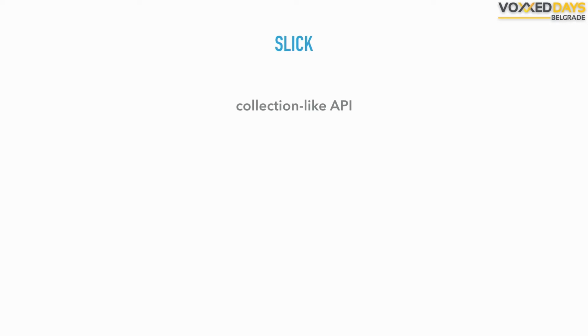What Slick does is provide you, as I said, a DSL which exposes a collection-like API in most cases. So you manipulate your database mappings, your tables, as if they were Scala collections. If you are aware of the Scala collection API and methods like map and filter, you can just use your data as if it was a Scala collection.